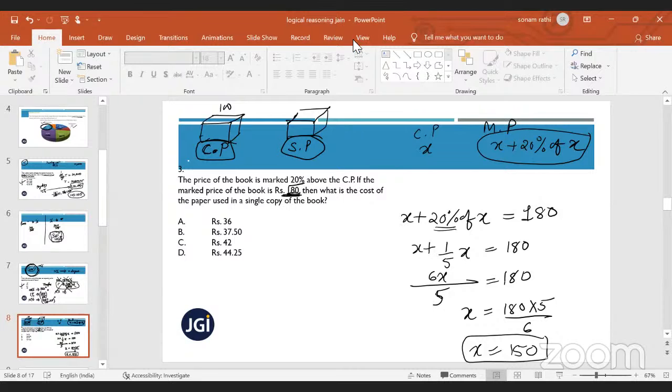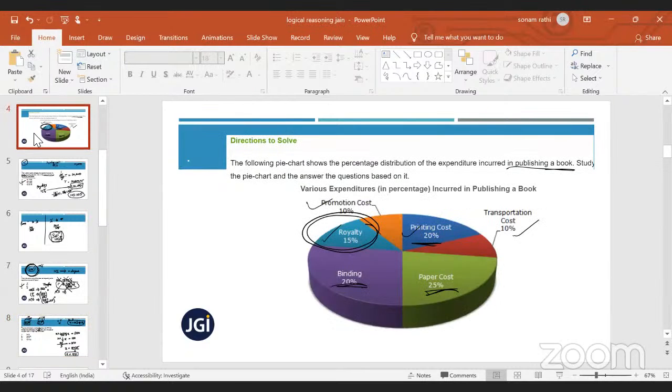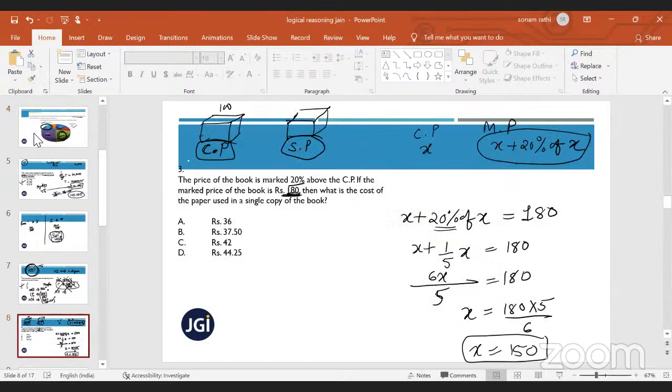Now read the question. What is the question saying? What is the cost of paper? Now let's go back to the pie chart. The paper cost is 25%. It means we have to calculate 25% of 150. 25% is 1 by 4 into 150. Calculate it.